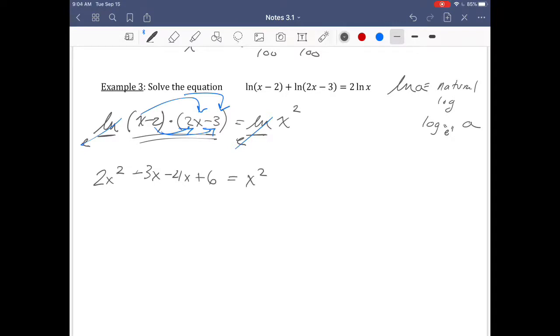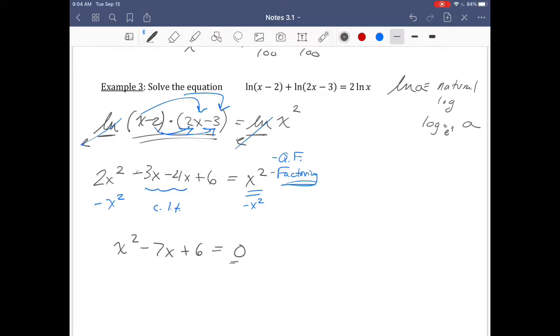Now that we know we have a quadratic to solve, we are going to think about the quadratic formula, or my favorite F word, factoring. Either way, for the quadratic formula or factoring, we do need a 0 here. So we're going to subtract x squared from each side and then combine like terms. So we've got x squared minus 7x plus 6 equals 0.